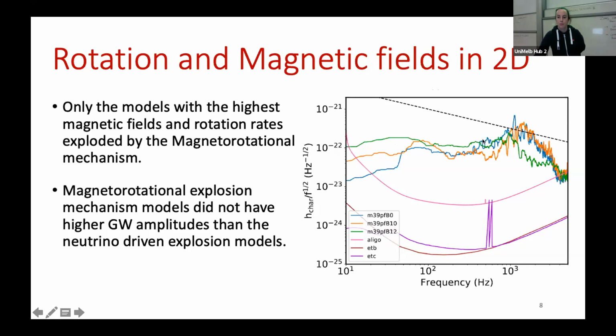And then these are our supernova signals. The one with the most extreme magnetic fields and rotation is this green one. And you can see that these orange and blue lines, which have not so strong magnetic fields, actually have higher gravitational wave amplitudes than the green line. So yeah, I thought that was also interesting.